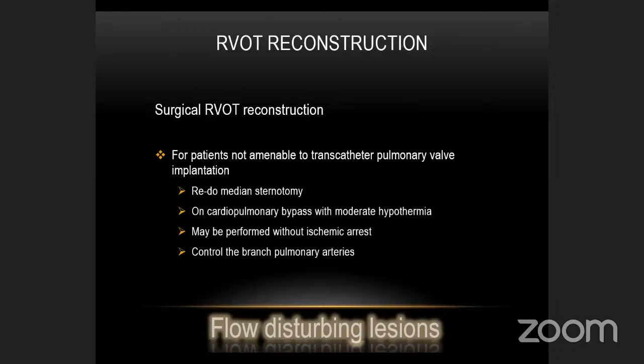Surgical RVOT reconstruction for patients who are not amenable to transcatheter pulmonary valve implantation needs a redo median sternotomy. It is done on cardiopulmonary bypass with moderate hypothermia and may be performed without ischemic arrest, but we need to control the branch pulmonary arteries.